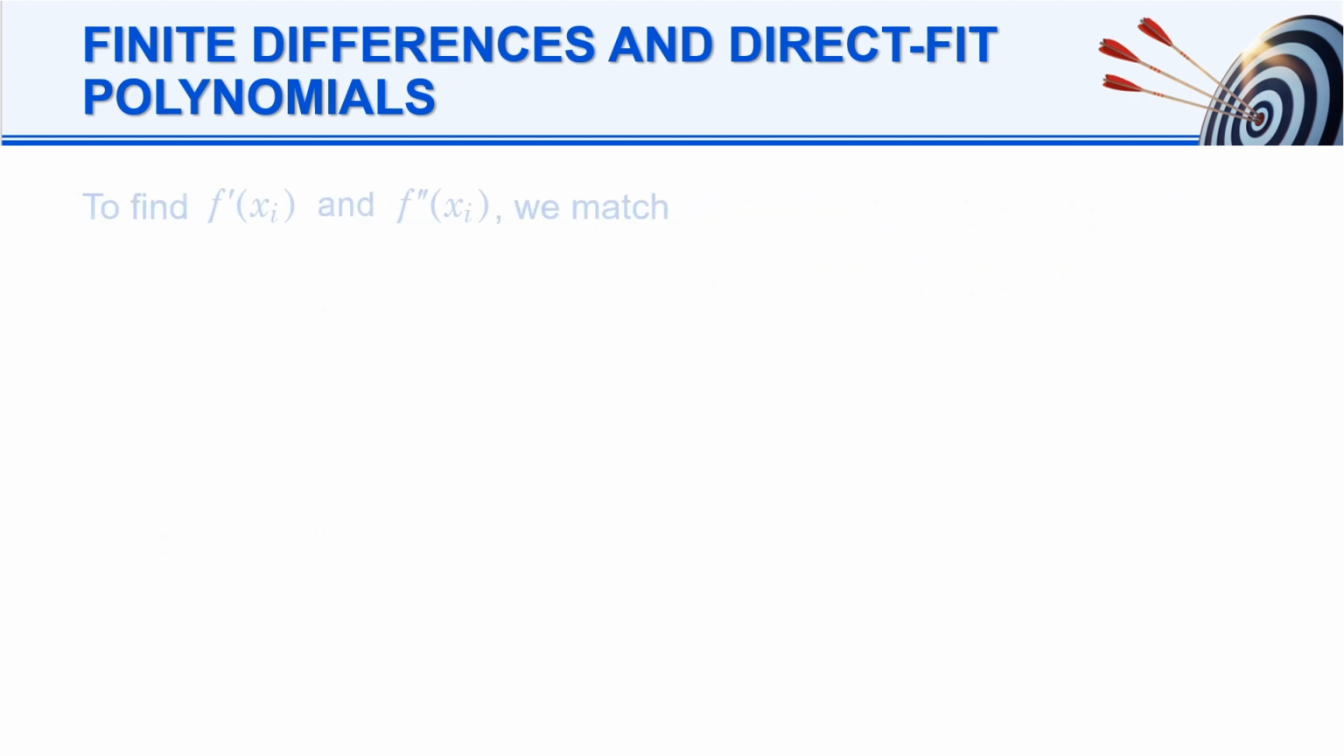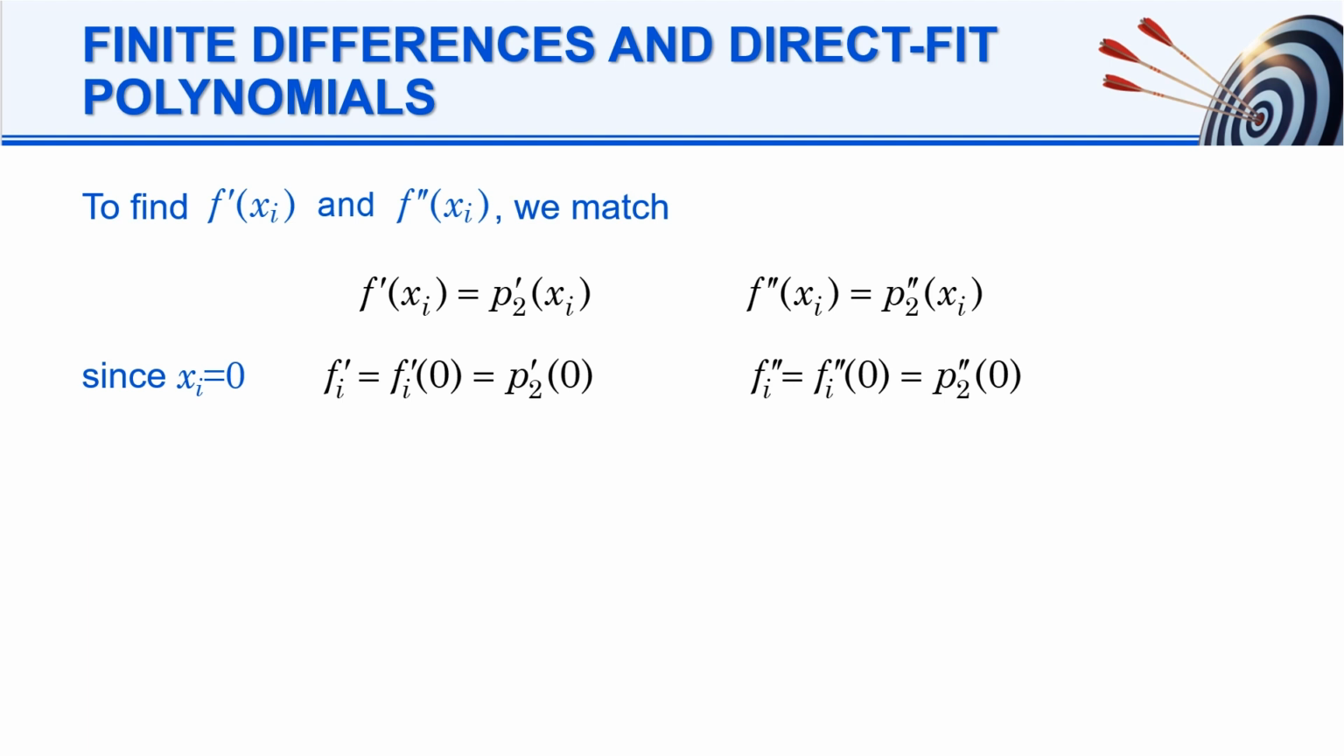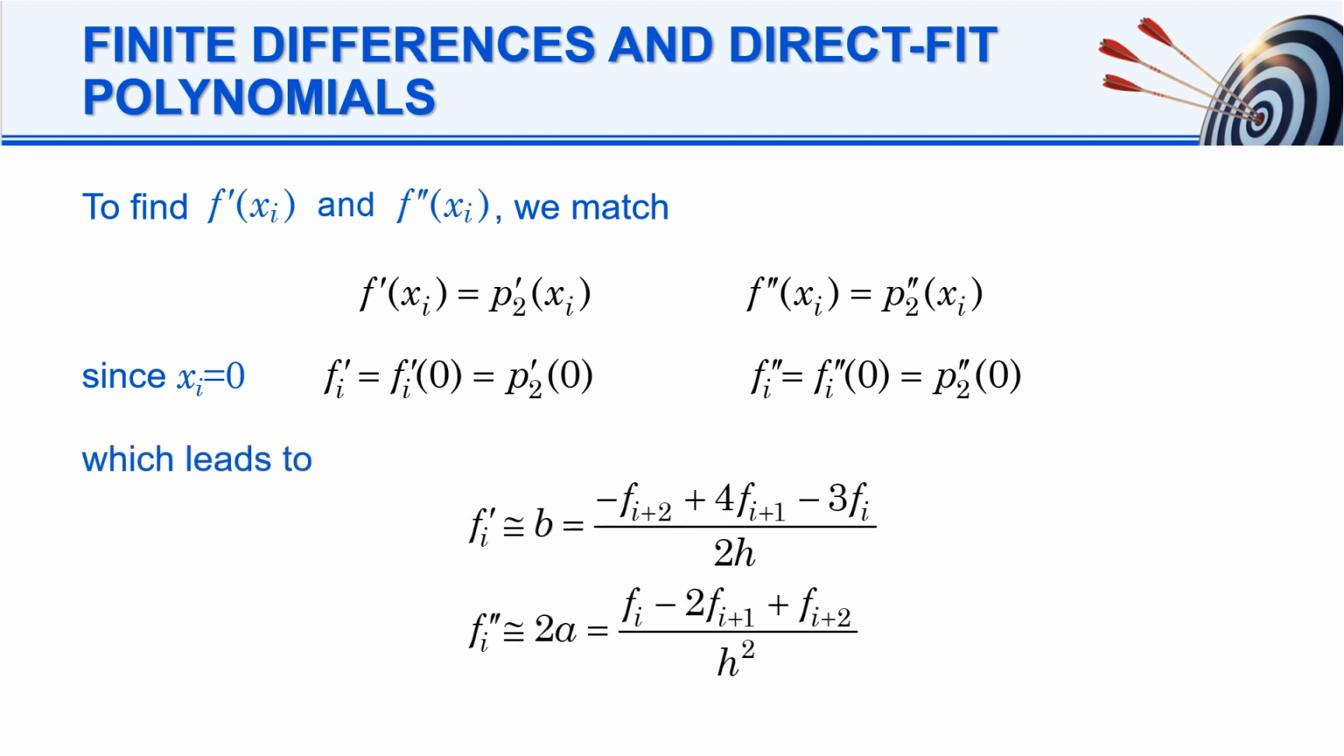To find the first and second derivatives at x equals xi, we match the derivatives of f(x) to the derivatives of the approximating polynomial. Since xi was set to 0, we may also write, which leads to the following difference formulas, where f''(i) and f'(i) are first and second order accurate formulas, respectively.